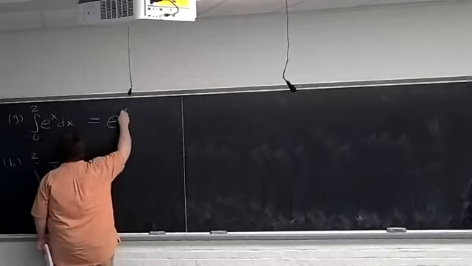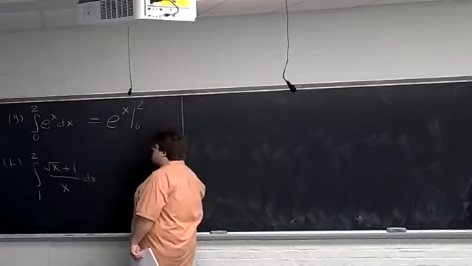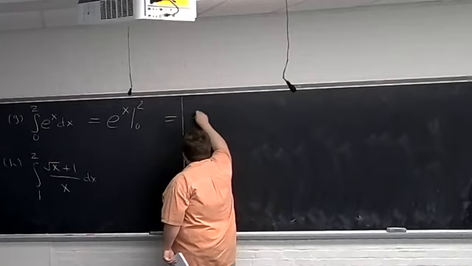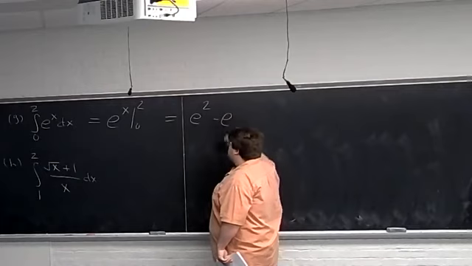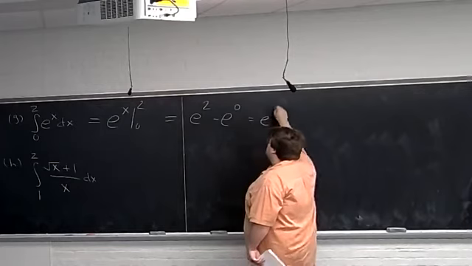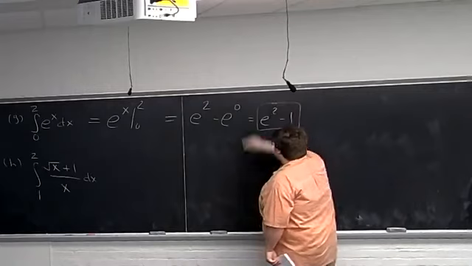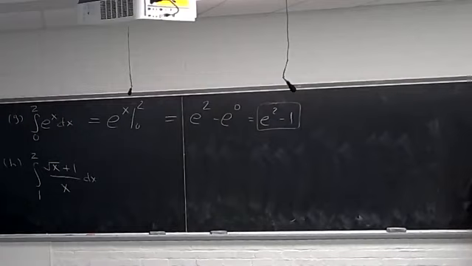Part G, e to the x from 0 to 2. Well, we need a function whose derivative is e to the x. Derivative of e to the x is e to the x. We're evaluating from 0 to 2. Evaluate at 2, you get e squared. Evaluate at 0, you get e to the 0. E to the 0 is 1. Questions about that one?